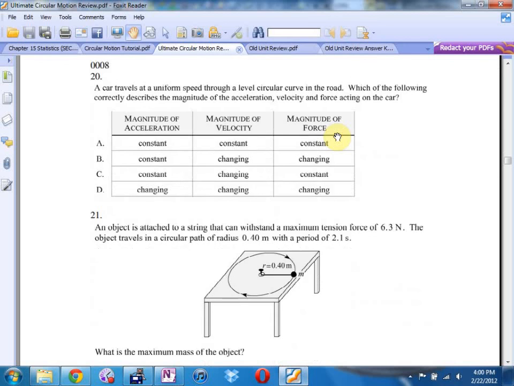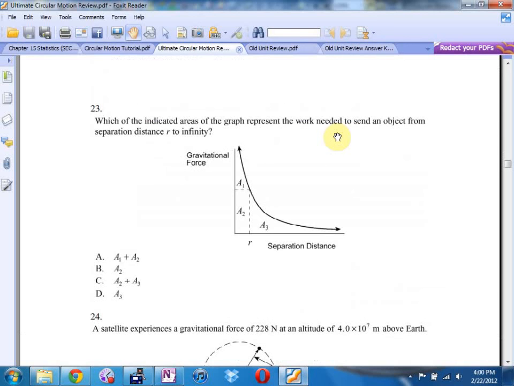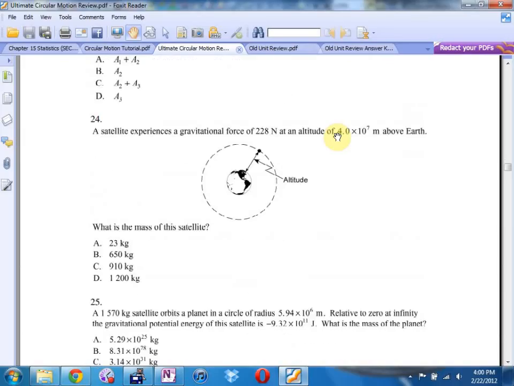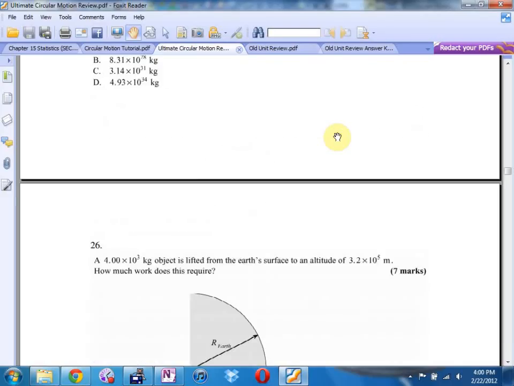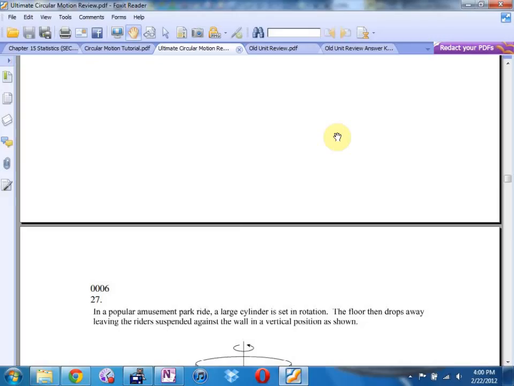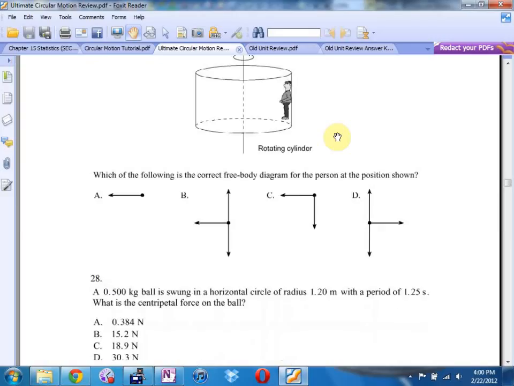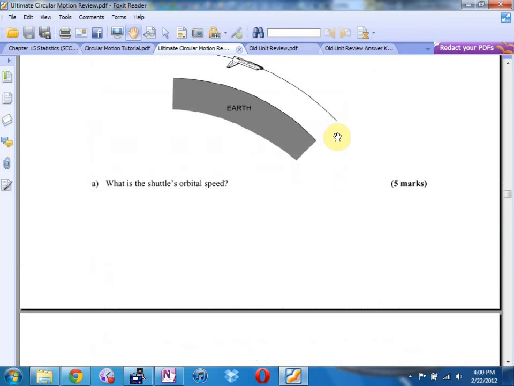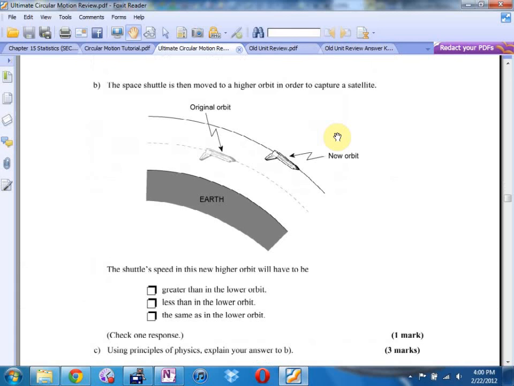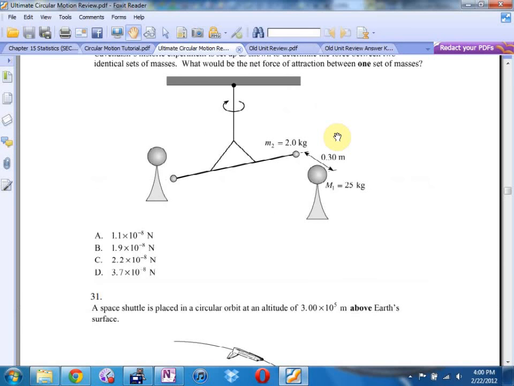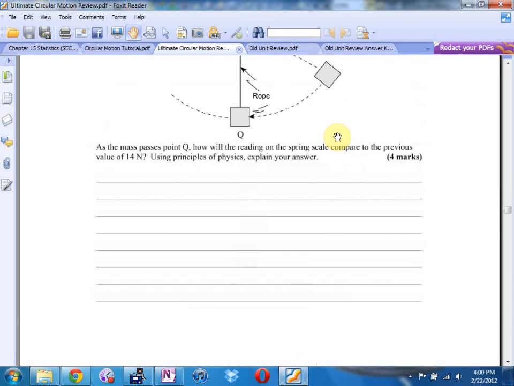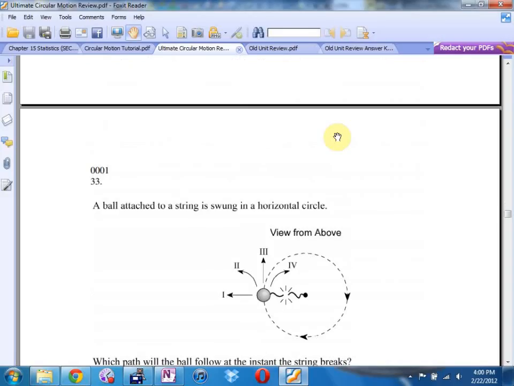20 is good. 24 is good. 26 is good. 27 is good. 29, hello. 31 is good. 33.